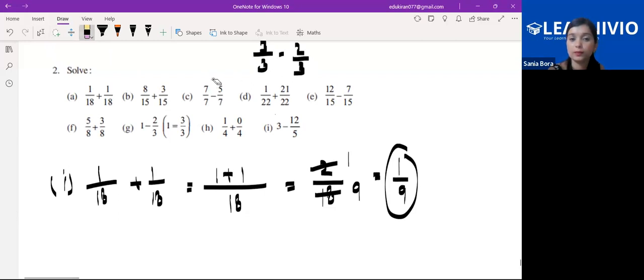Ma'am, for the I? Think. Can it be 15 by 5? Yes, ma'am. 15 by 5 can be, right? So you can write 15 by 5. Okay. Here the denominators are same, so you just need to do it like this. But I'll also teach you when the denominators are not same. Okay.